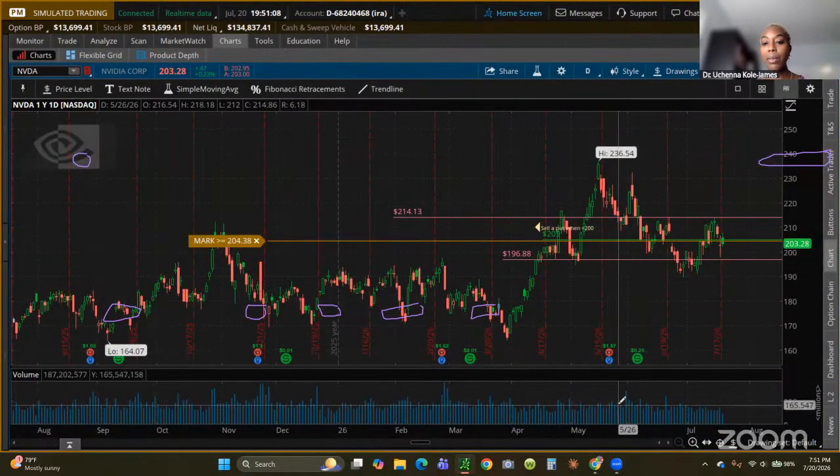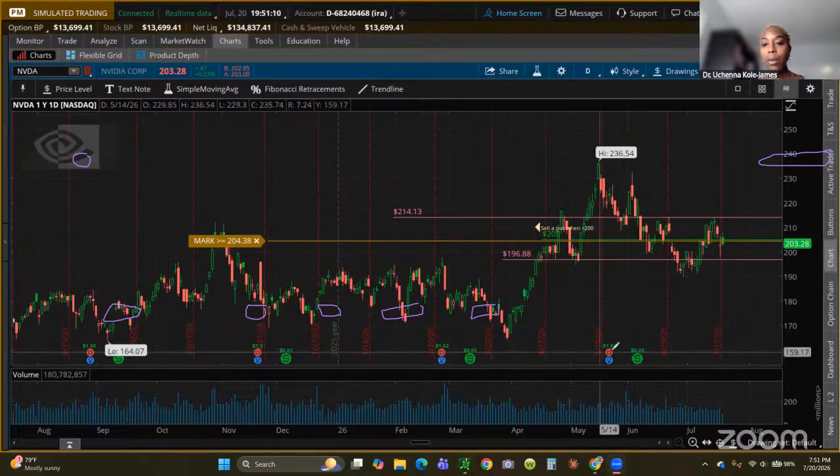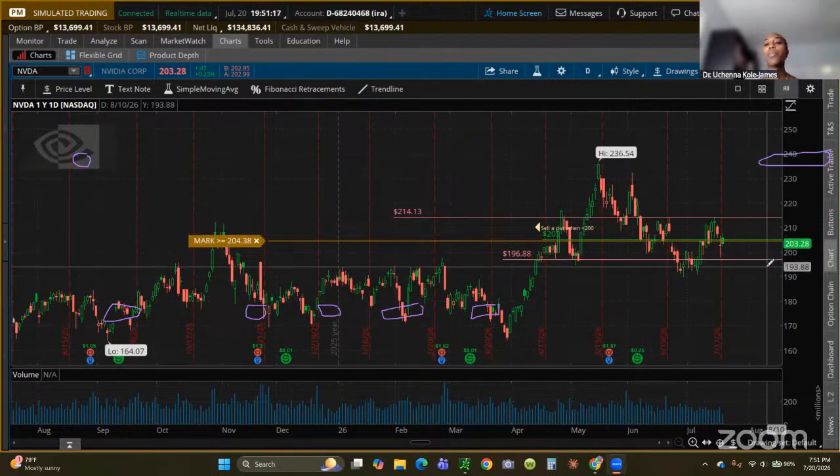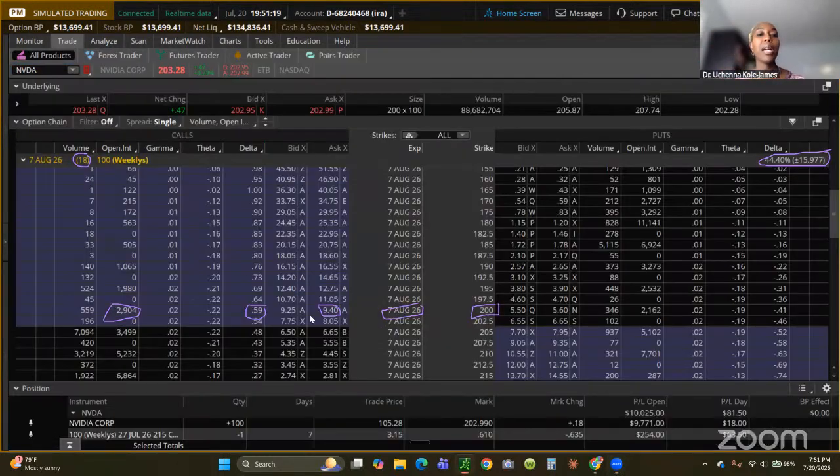Earnings already happened on May 20th. So on August, there's no earnings before we put on the option contract. So this is an example of a trade.